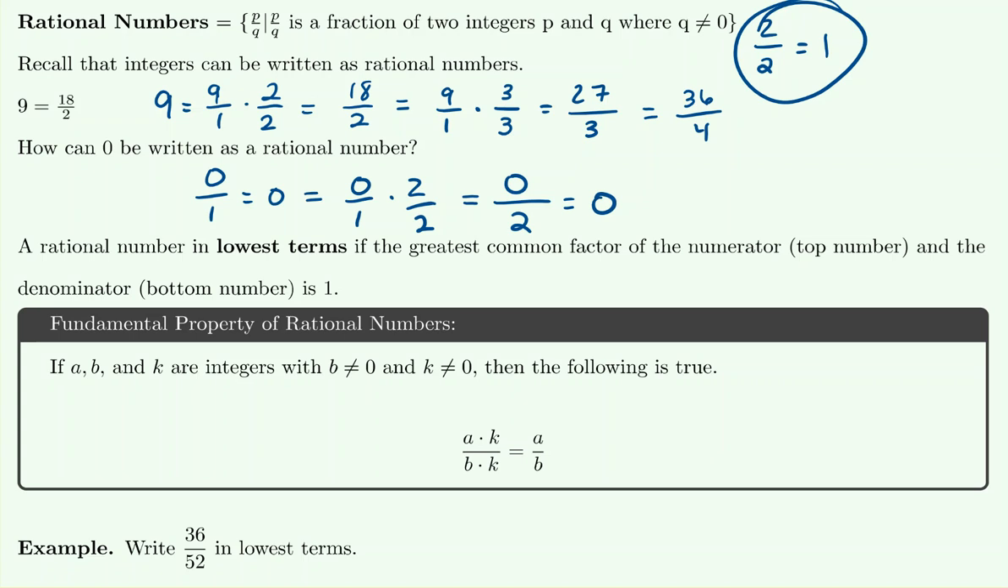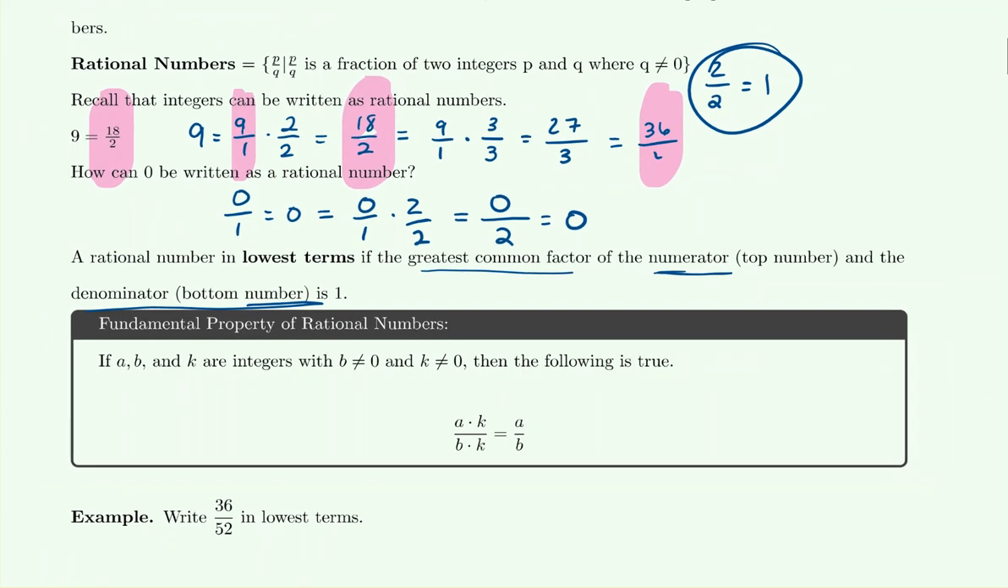Now, since there's all these equivalent forms of rational numbers, all of these are different ways that you could write the number 9, for instance. With fractions, there's multiple representations of the same idea. So what we need to be thinking about is how could we write something in lowest terms? It's lowest terms if the greatest common factor of the numerator, which is the number on top, and the bottom number is factored out. So in this case, the greatest common factor would just be 1. They have nothing else in common other than the integer 1.